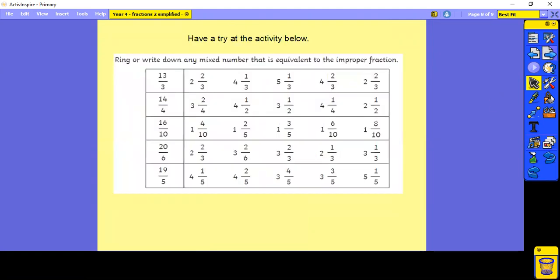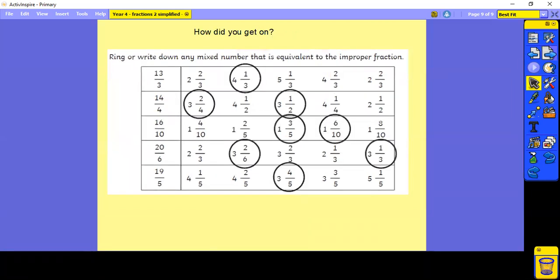So have a try at this activity below. Ring or write down any mixed number that is equivalent to the improper fraction. So look at the improper fraction here and then work out which of these is the mixed number. Pause whilst you have a try. So how did you get on? So take time now to mark your work, and thank you very much.